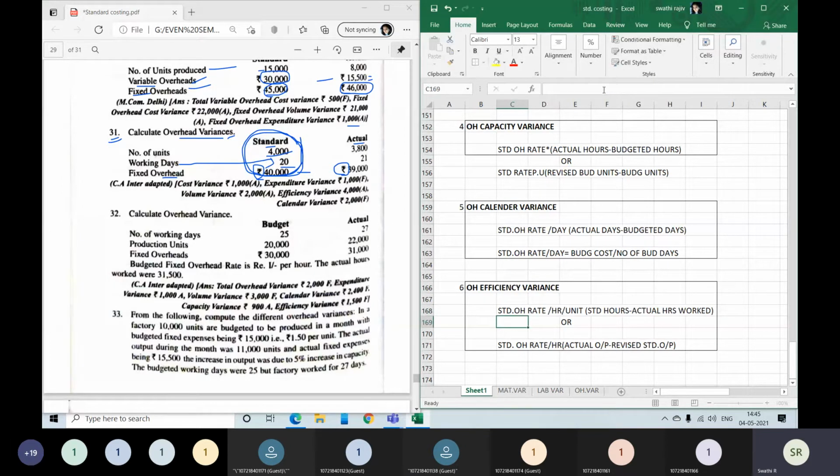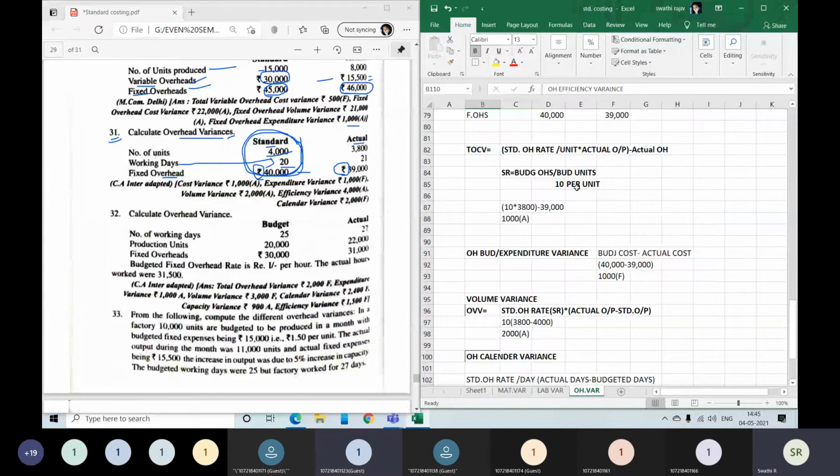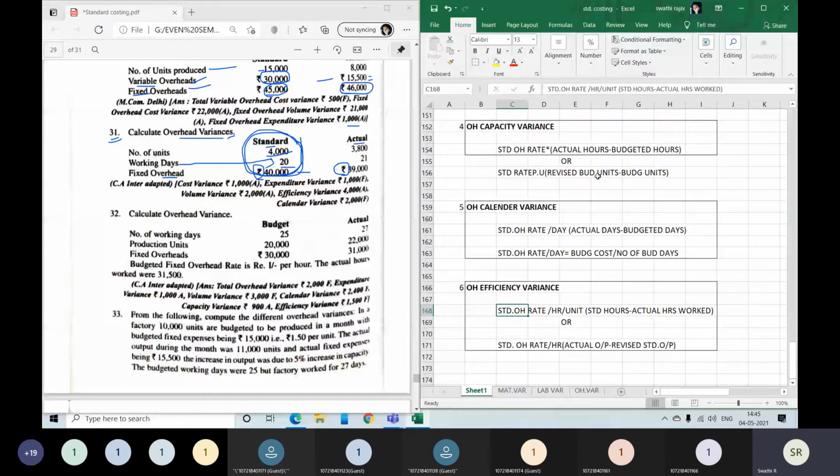Is this given to us? Did we find this per unit? No. What is this? 10. But do you have hours? Standard hours and actual hours worked, do you have? No, in the question, no. So we can't use this formula.